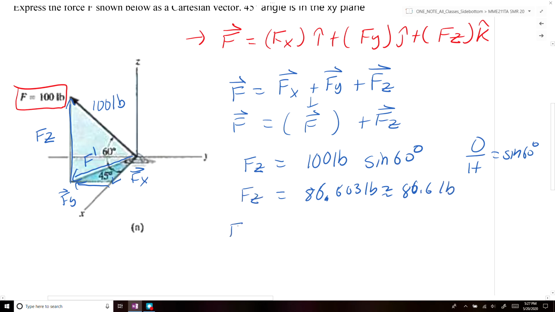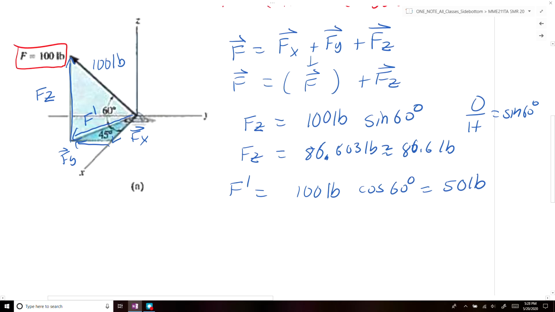Then we can also solve for F prime. F prime would be equal to 100 pounds times the cosine of 60 degrees, since F prime is the adjacent side of our triangle. The cosine of 60 degrees is just equal to a half, so 100 pounds times a half is equal to 50 pounds. F prime is the hypotenuse of that smaller blue triangle drawn on our diagram, so we can solve for Fx and Fy using F prime.